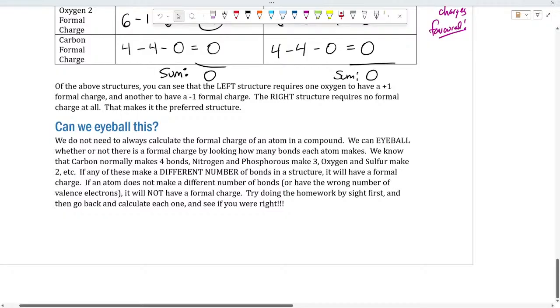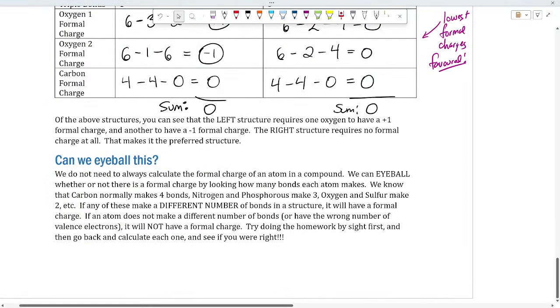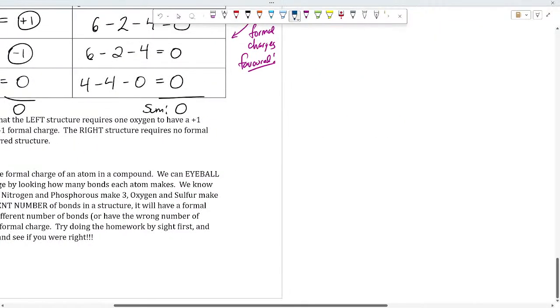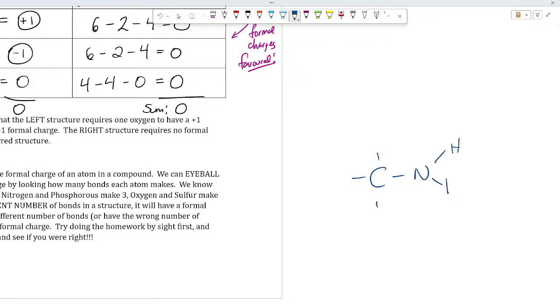All right. Can we eyeball this? Yeah, like I said, you can absolutely eyeball it. If you draw a structure, if I draw this, right away, you could say, okay, what's nitrogen's formal charge? Well, it's got 2 electrons here, then 1 from the bond, 1 from the bond, 1 from the bond. That's 1, 2, 3, 4, 5. And we expect nitrogen to have how many electrons? 5. So there's no difference there, so the formal charge is 0, right?